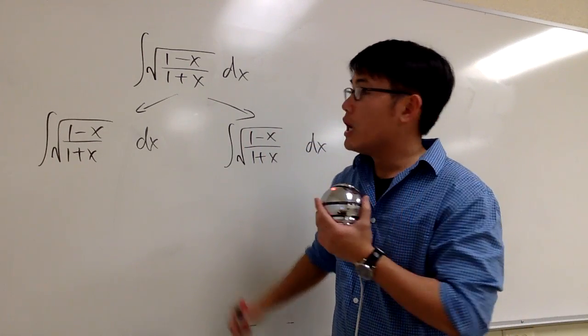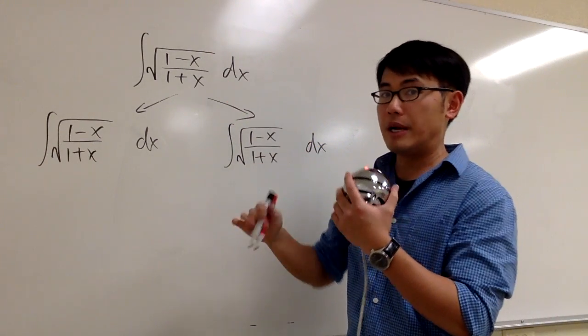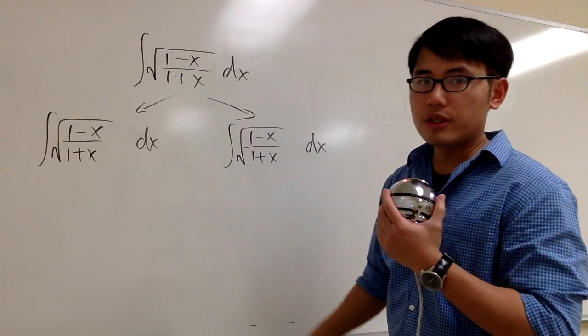Maybe we can somehow cancel one of the square roots, on the top or on the bottom, but I don't know which one. Let me show you how. Let me show you two situations.